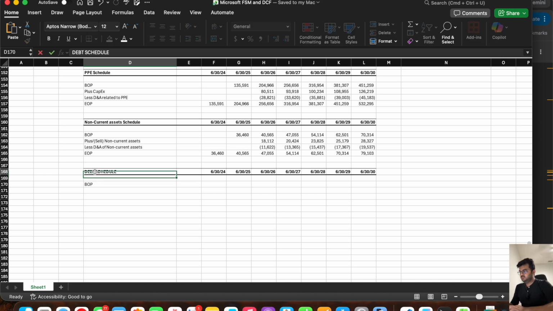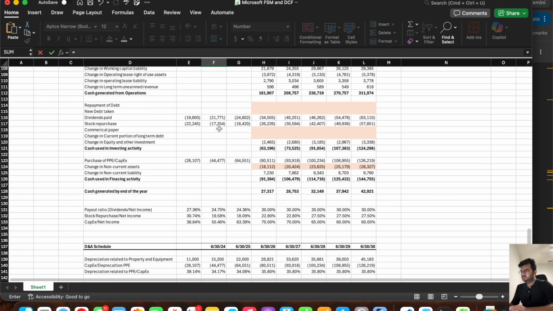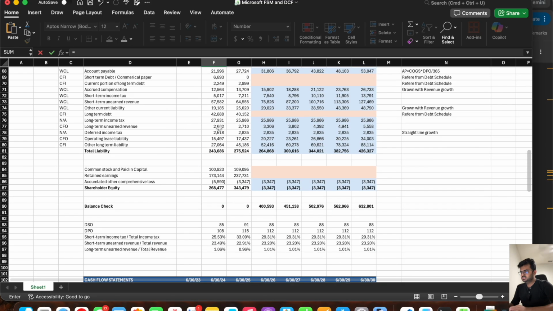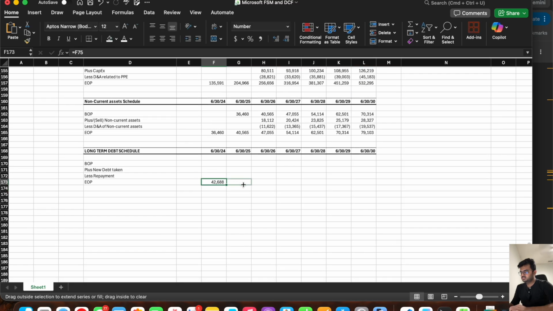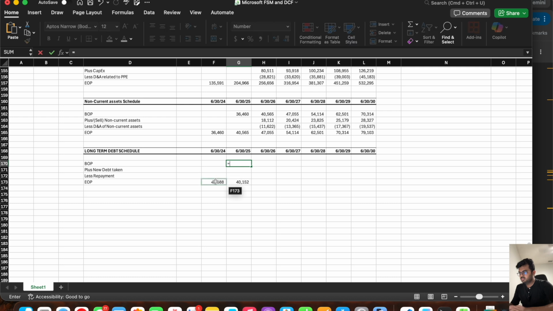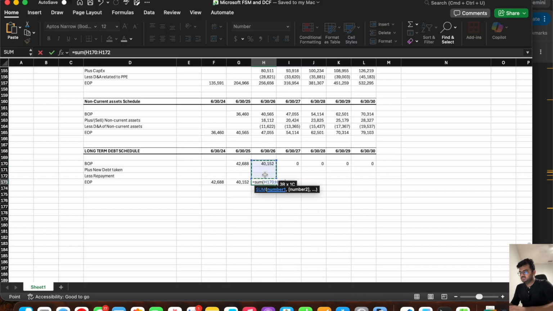So to be precise, this is long-term debt: beginning of period plus new debt taken, less the repayment, and end of period. So we know the end of period debt from this number. We'll put it in here. Then we know this number is the same as here, going to extend it. Then we will get the summation of these three.